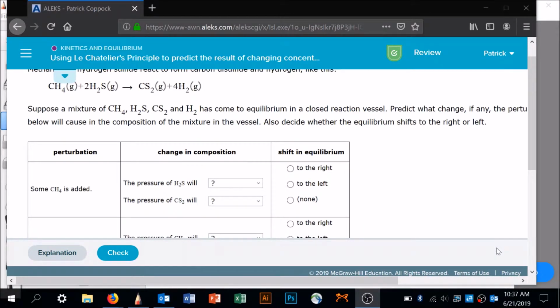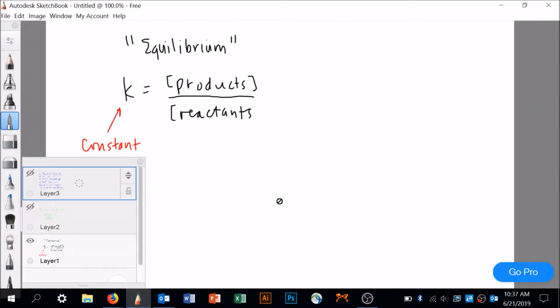Okay, so I'm going to give a little time to a couple topics that have to do with Le Chatelier's principle. So this one's called Using Le Chatelier's Principle to Predict the Result of Changing Concentration or Volume. Can't read the whole topic there. This lies squarely within the domain of a concept we call equilibrium.